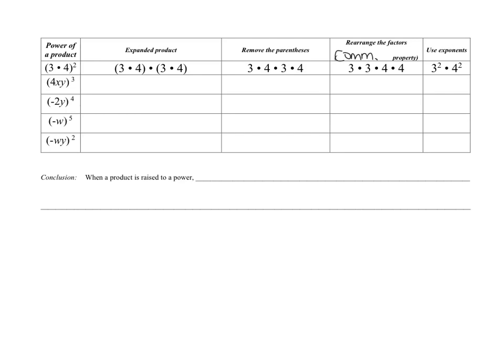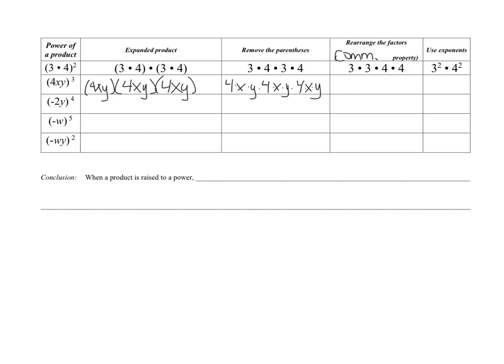So now let's take a look at this. Here I have (4xy), and I'm taking that to the third power. So what that would mean is I'm doing 4xy times 4xy times 4xy. So now if I remove the parentheses, it's all multiplication, and I separate it all. What this just means is I'm doing 4 times x times y times 4 times x times y times another 4 times x times y.